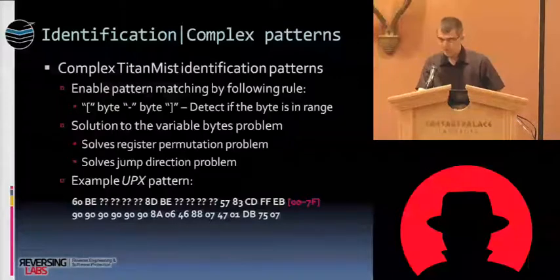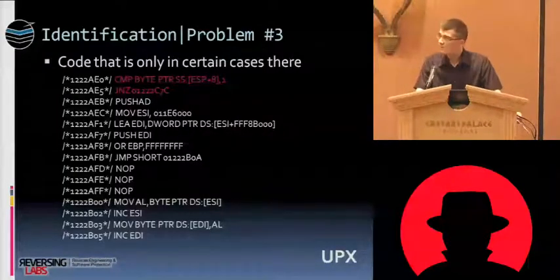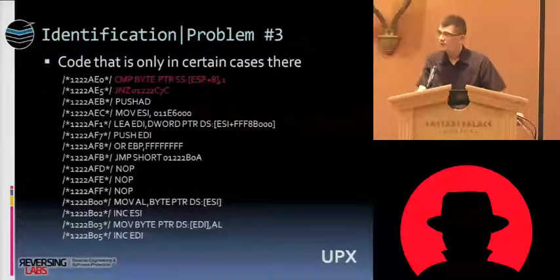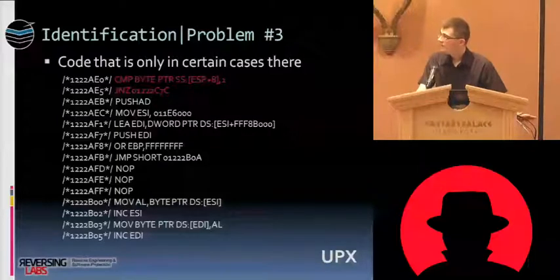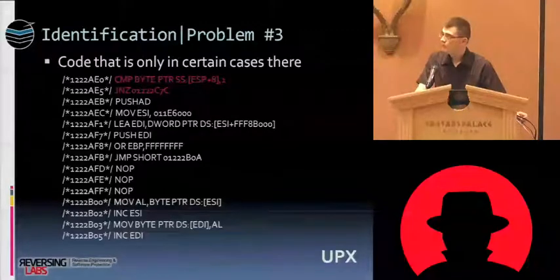Another problem that we noticed while working on unpackers is that certain code can be there just in certain cases. For this particular example, and this is UPX as well, this is a dynamic link library. The first two instructions that are highlighted are only there if the file is a dynamic link library. The rest of the signature which we just wrote would apply to this as well if it weren't for these two instructions in the front.